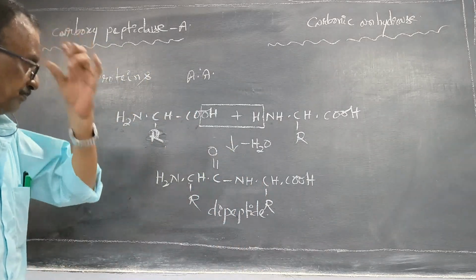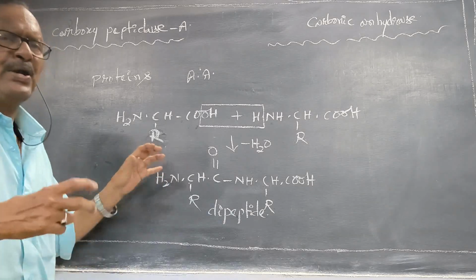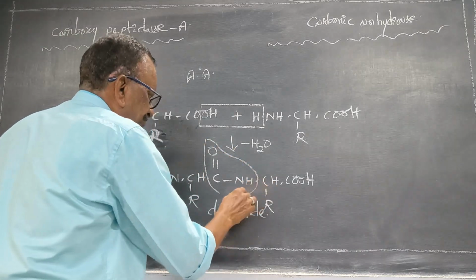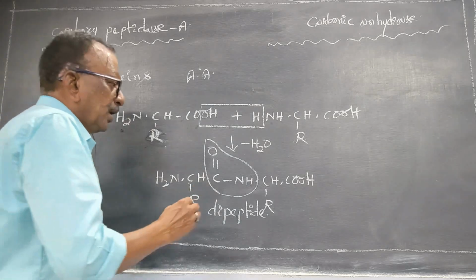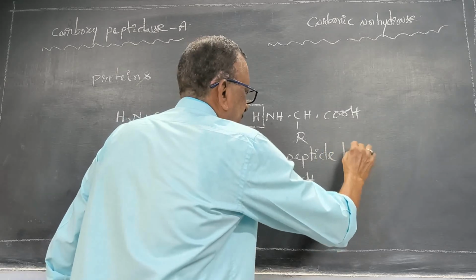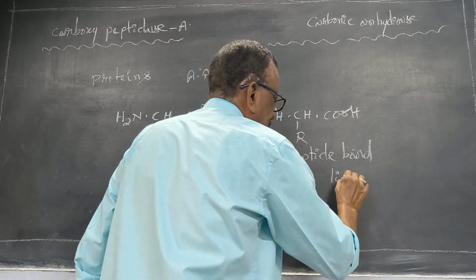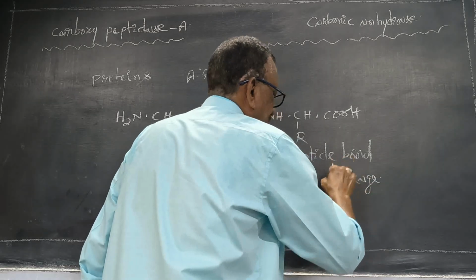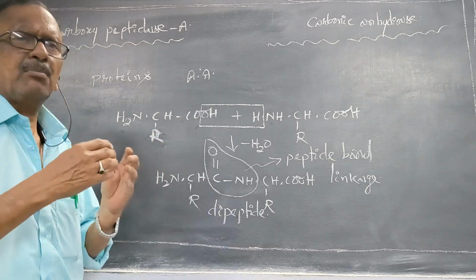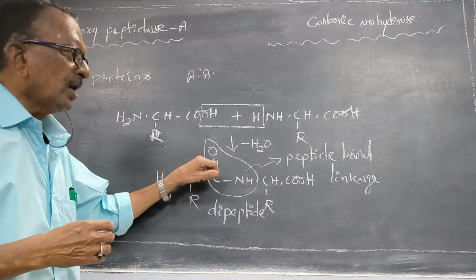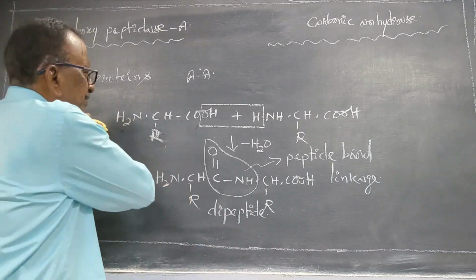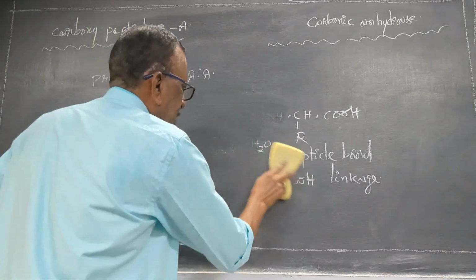A large number of such amino acids link with one another. You must remember this CONH bond, which is called a peptide bond, also called a peptide linkage. Like that, a large number of amino acids combine with one another by means of these peptide bonds and form a long chain. Here I will write a general formula of this protein.